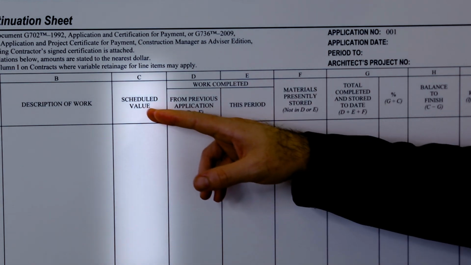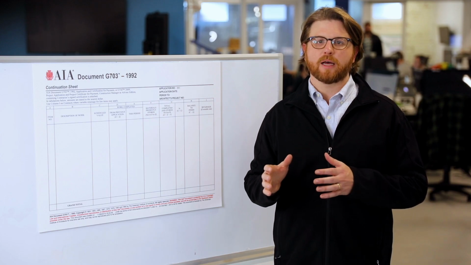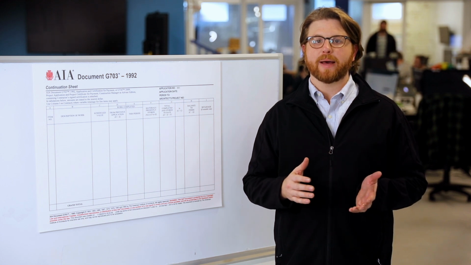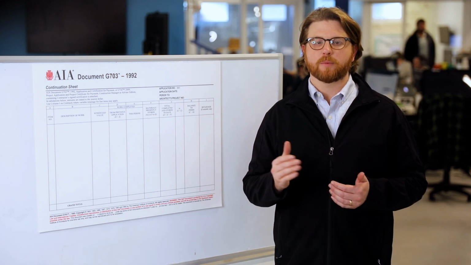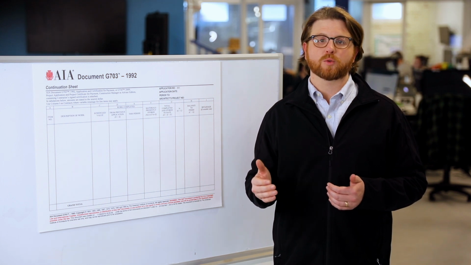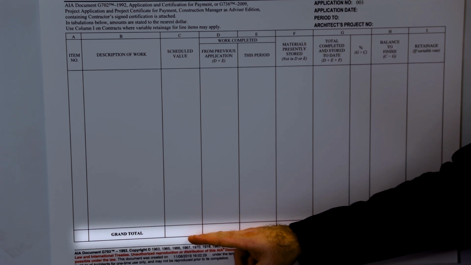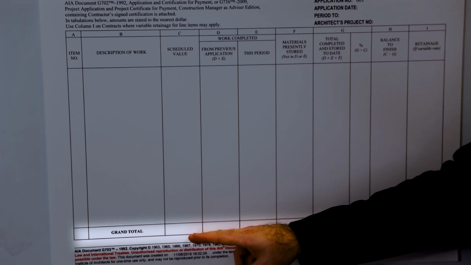In column C, you'll put the scheduled value. The scheduled value is the cost to complete each line item. The amounts in this column should match up to the schedule of values from the beginning of the project, and unless they are adjusted through change orders, these numbers will remain consistent throughout the entire project. Add the values to get the subtotal at the bottom of the column.